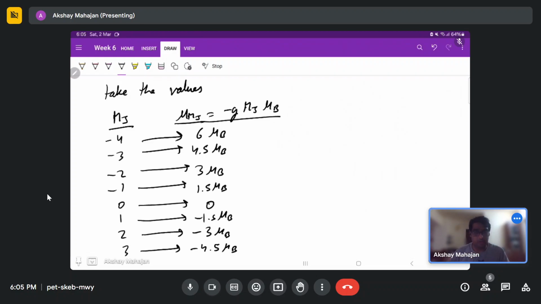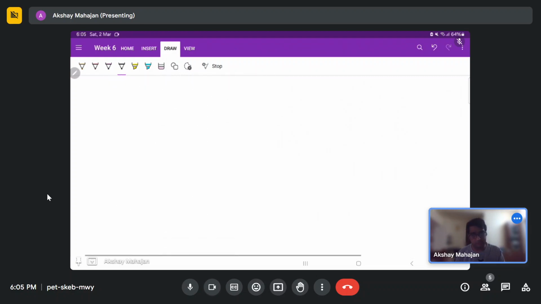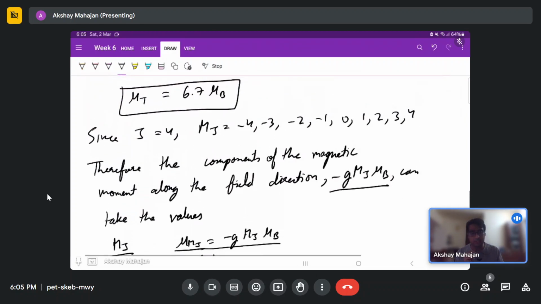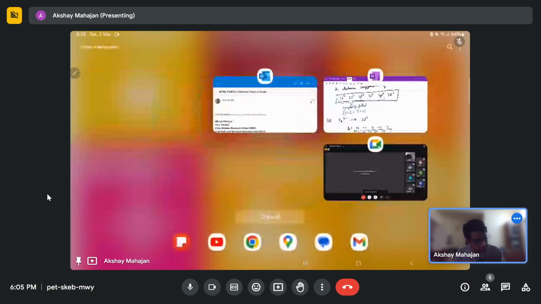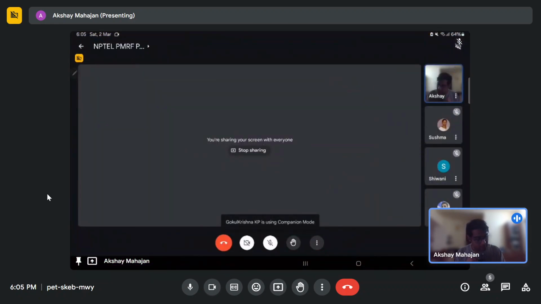Alright, so this was our last problem of this session. Any doubts in this problem? Alright, it is 6:05 now, so we can end this session. Does anyone have any other doubts? Alright, if there are no doubts, then we can just end this session. Okay, thank you.